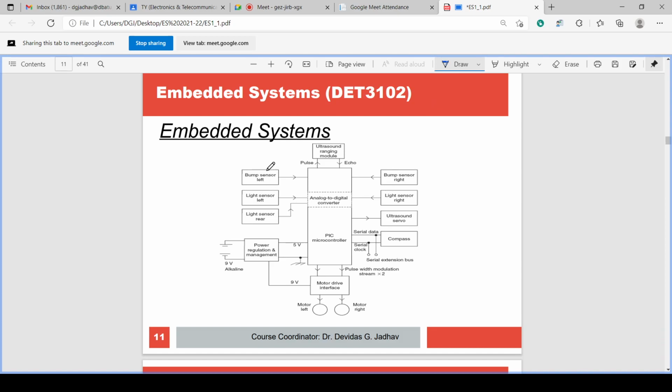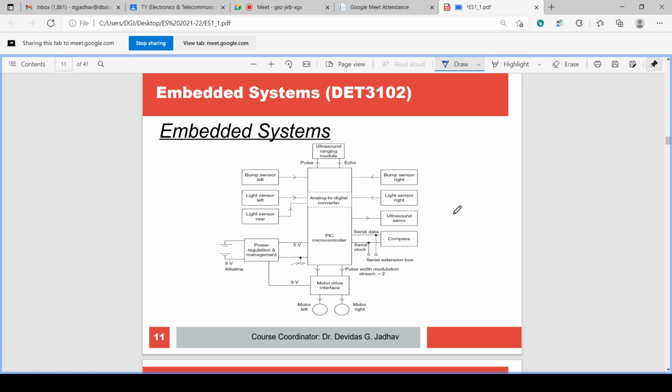Then the bump sensor is there, left side and right side. If it touches the wall or the like, that is the touch switch sensor. Then a light sensor is there, an LDR-like light sensor. This ultrasound servo sensor is also there. There is also a compass whose data can be connected serially.